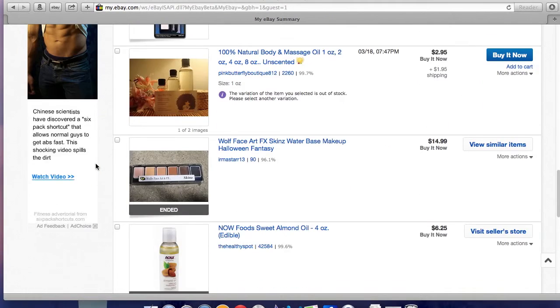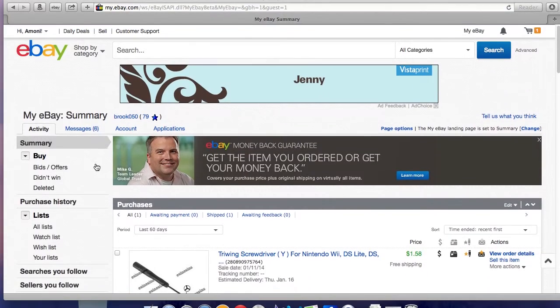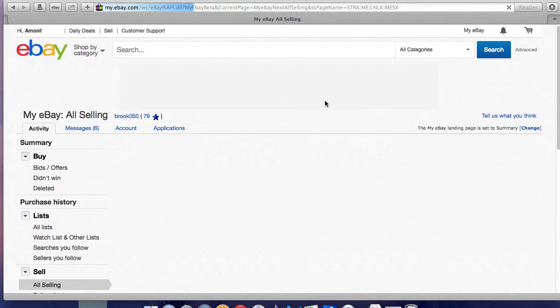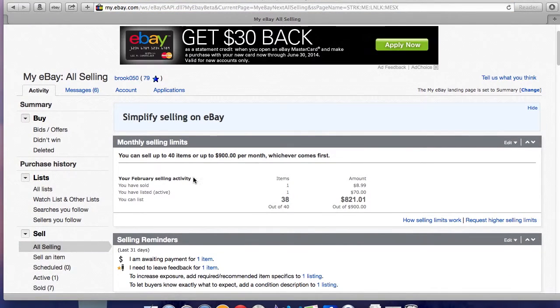So I'm just scrolling down, showing you some of the stuff that's on my watch list and stuff I've purchased recently. The selling is where you will focus most of your attention. Usually you have a limit to how many items you can sell. It shows you what you sold already or anything you currently have selling. And your limits, the amount of things you can sell for the month and the amount of money you can get for that month. It usually just changes after each month.